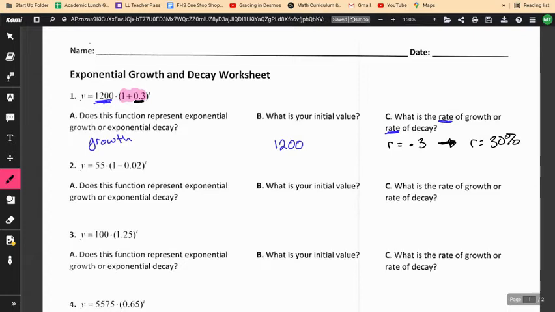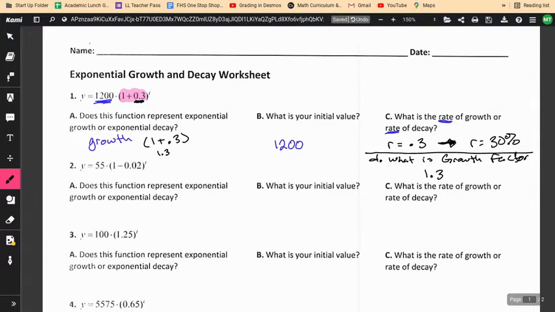Okay. And then I'm going to add a question right here. We'll just say question D. And what if I said, what is the growth factor? Well, that comes back to part A, what I said earlier. I said the growth factor is everything inside the parentheses. What's 1 plus 0.3? It's 1.3. So the growth factor is 1.3.